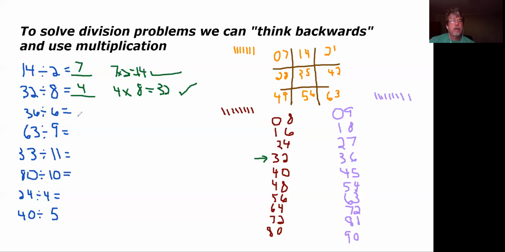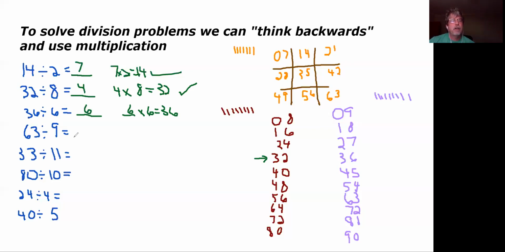So 36 divided by 6 is what? So in other words, what times 6 is 36? Remember, that's the rhymer. 6 times 6 is 36. So by using multiplication, 6 times 6 is 36. I can now come back over here and put in my 6.